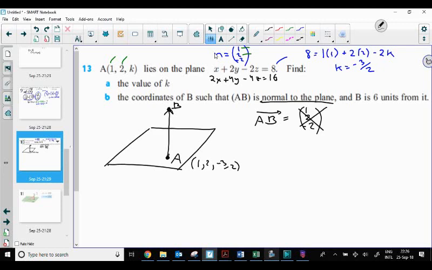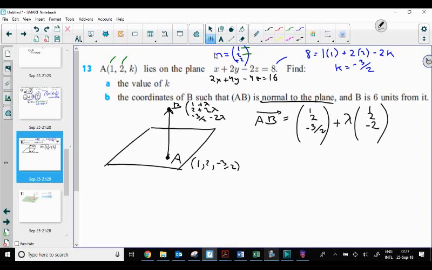The key here is in working out the vector form of the equation for AB. So vector AB, we know that it starts at a given point, right, it's 1, 2, negative 3 halves. The direction of AB is some scalar of 1, 2, negative 2, which means that the generic coordinates of point B are: the x value is 1 plus lambda, the y value is 2 plus 2 lambda, and the z value is negative 3 halves minus 2 lambda.